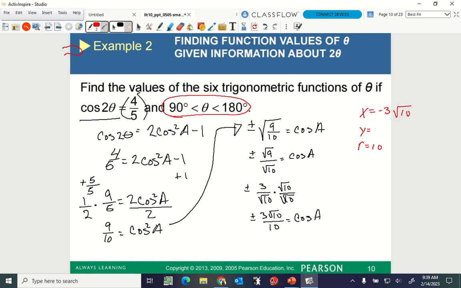Are you guys still following? No problem. We still got to go through and figure out the Y value. What do we know about the Y value within this? Y value is going to be positive. I'll put a plus sign. Let's do Pythagorean theorem here. So it's negative 3 square root of 10 squared plus Y squared equals 10 squared.